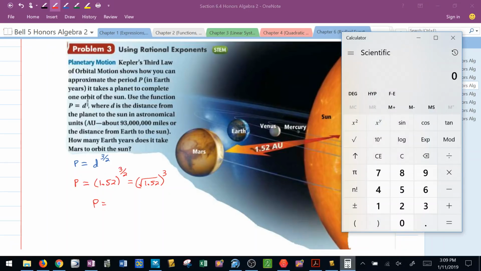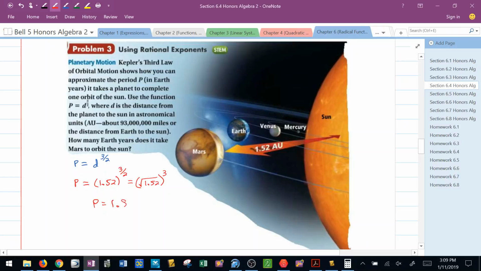So let me pop up my calculator here. I take 1.52, take its square root, and then I take that answer and I raise it to the 3rd power. And that tells me it's approximately 1.87 AUs. Now, from that AU, we could convert it into miles. We could convert it into how many years, months, weeks, days, whatever they want to do. But this is all we're going to do.